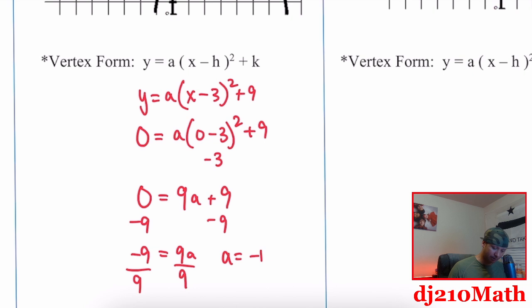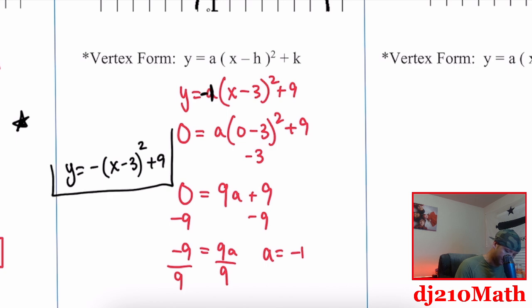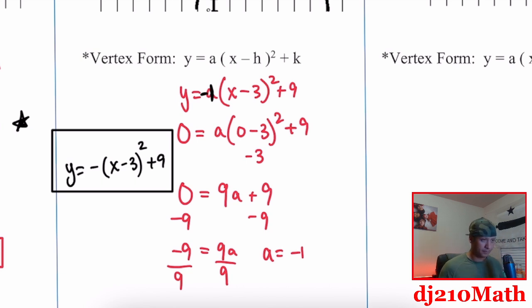So plugging that back into the original, we're going to get -1. I just wrote it in. I guess we could rewrite it and not be lazy, right? So -1. I'm just going to write the negative because the 1 is implied. (x - 3) squared plus 9. Okay.